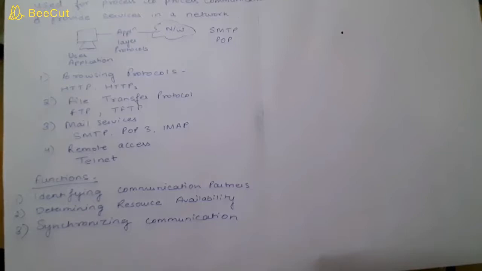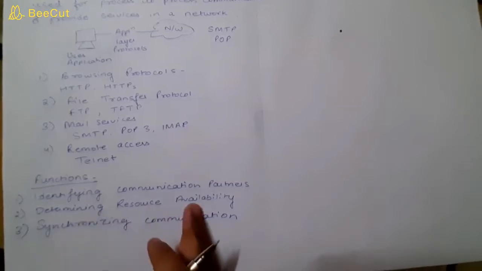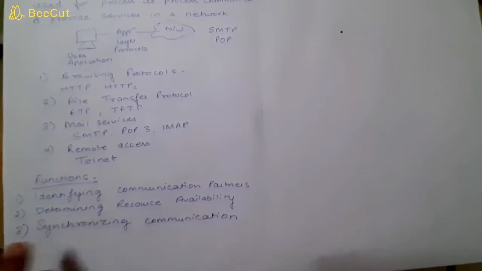So that we can get to know who are the two parties who want to communicate for an application with the data to be transmitted, so that data can be transmitted. First of all, we need to identify the communication partners. We have certain protocols for that also. Then the second one is to determine resource availability. We need to check whether sufficient network resources are available for the requested communication or not.